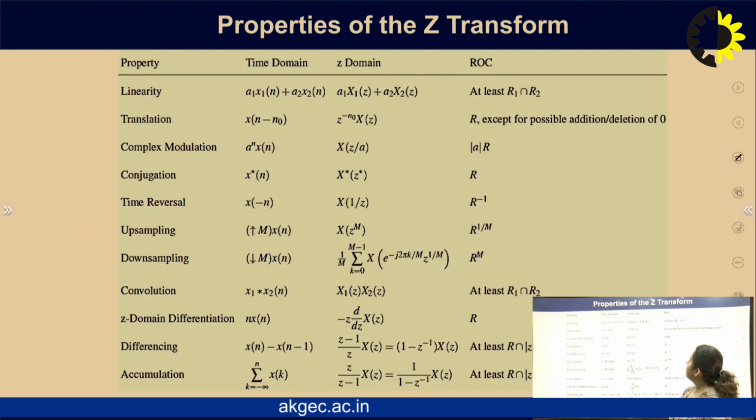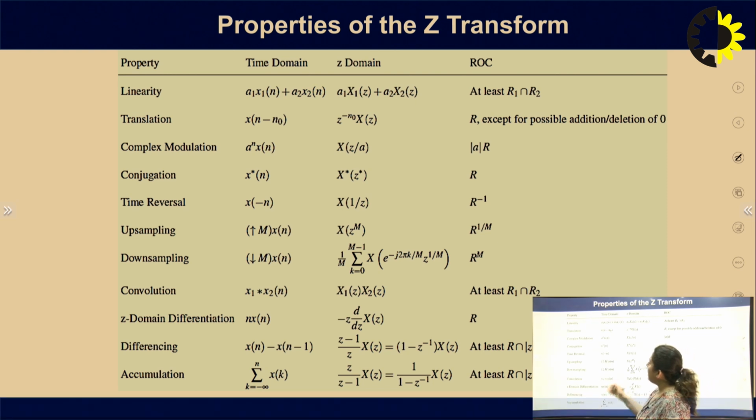So now the properties of the Z transform. These are some properties of the Z transform which are similar to the properties of the Laplace transform: linearity, translation, complex modulation, conjugation, time reversal, upsampling, downsampling, convolution, Z transform differentiation, differencing and accumulation.